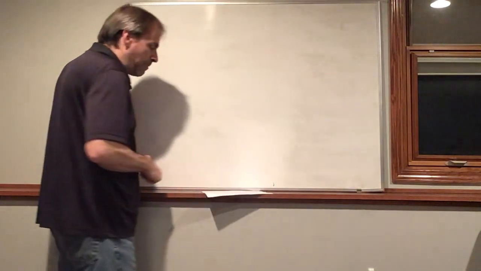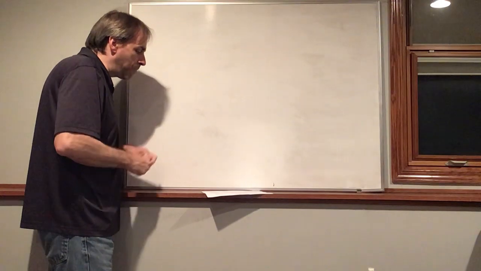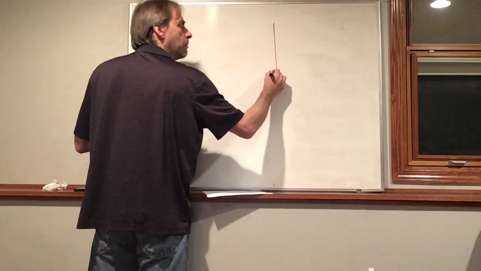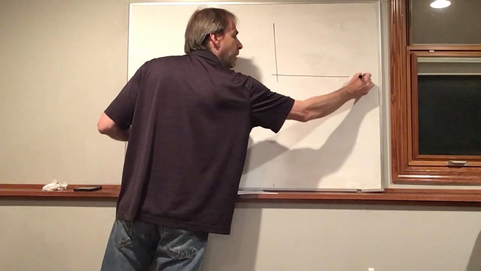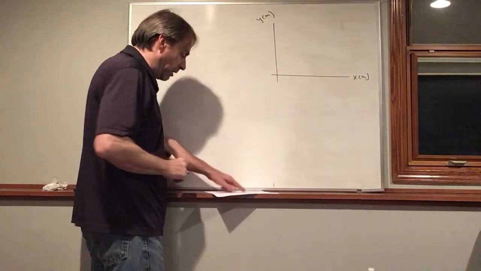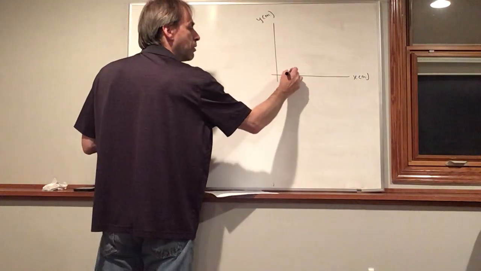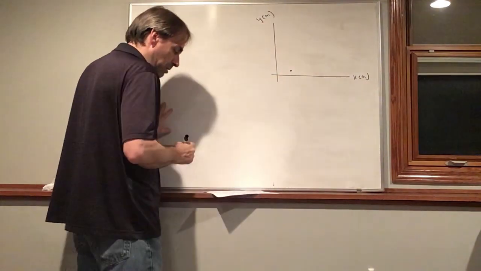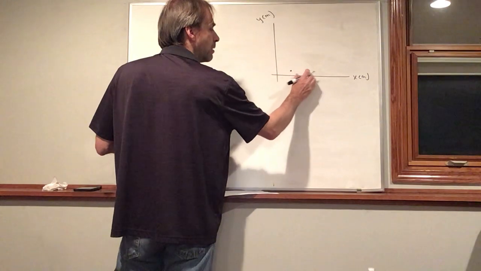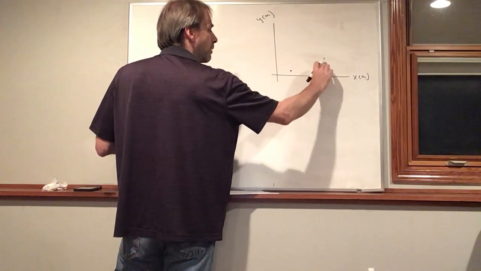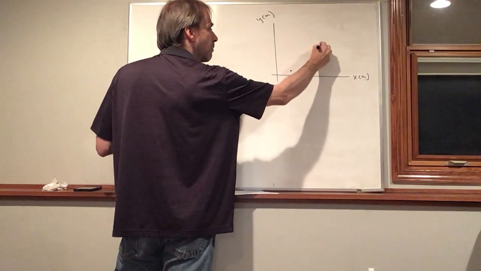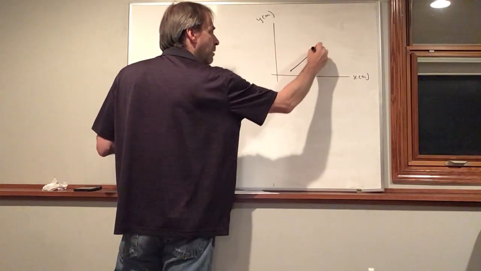Okay, so a mass moves from point A to point B. In our coordinate system, let's say X and Y are measured in meters. We start out at point A, which is (2, 1), and it's going to end up at (6, 5), so say around there. So it's going from here to here.